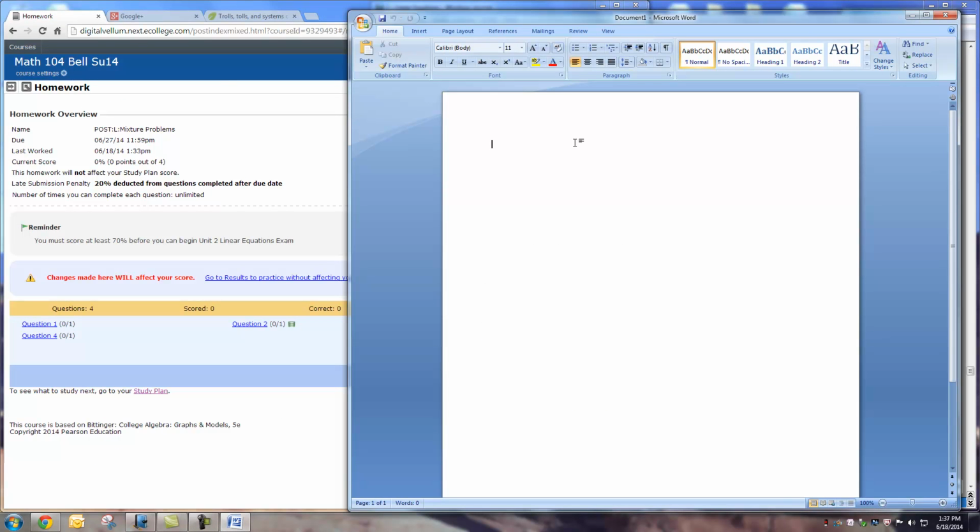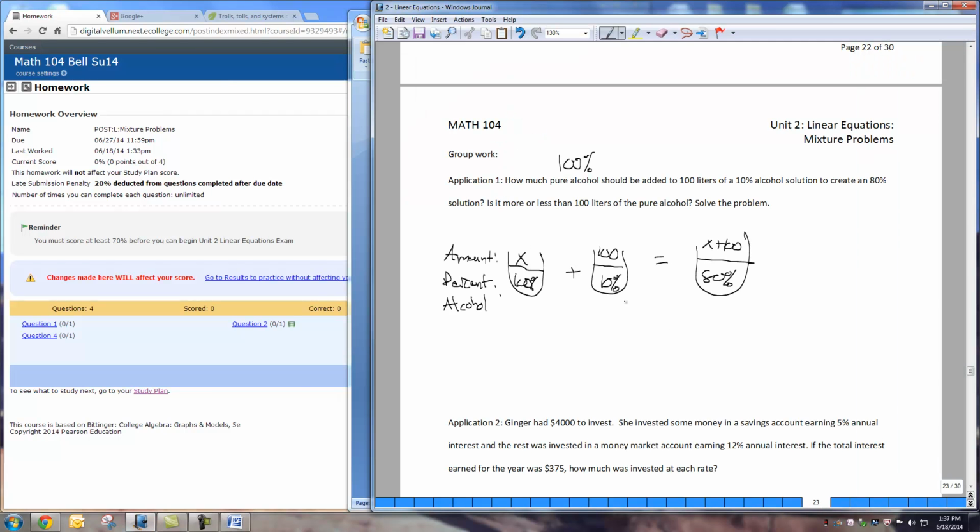So what you do is you open up your Microsoft Word. Then type your name, Matt Bell, mixture problems, and then type in which problems you're doing. So here's problem 1, and you don't have to do all the work. Just tell me how much pure alcohol you would mix. So basically, I want you to restate this question.